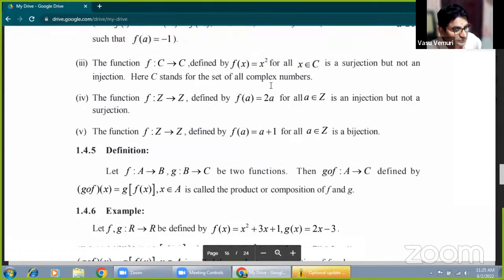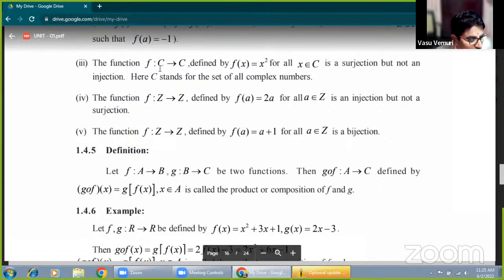Okay. Now here suppose we take complex numbers in both the domain and the codomain. F of x equals x square. Now that relation is represented as many-one. According to the complex numbers, x being one of the complex numbers, the relation f maps C to C, f of x equals x square. Now it is a surjection but not an injection.